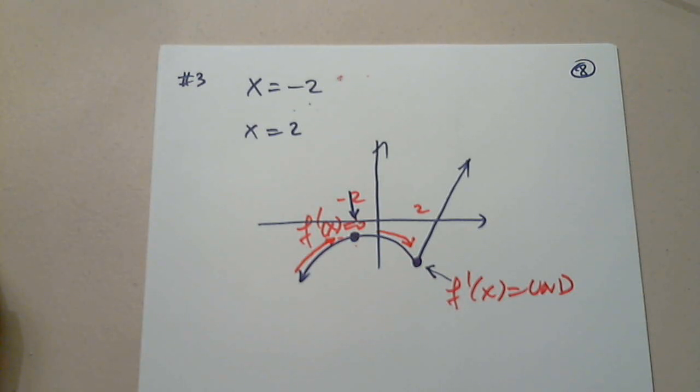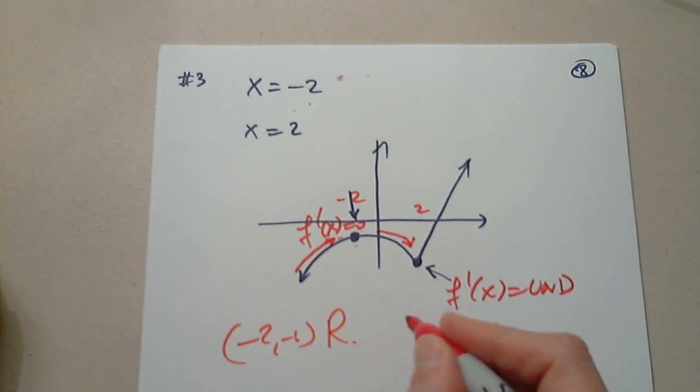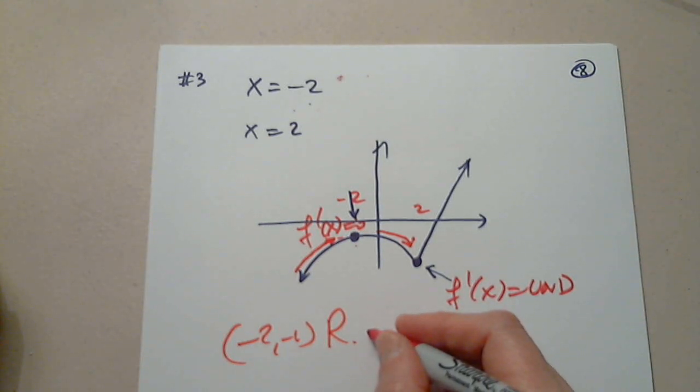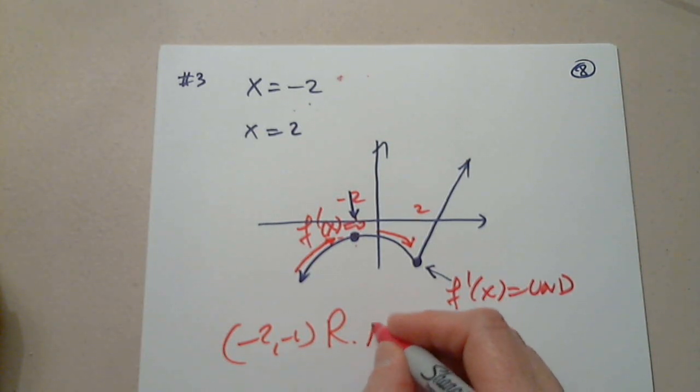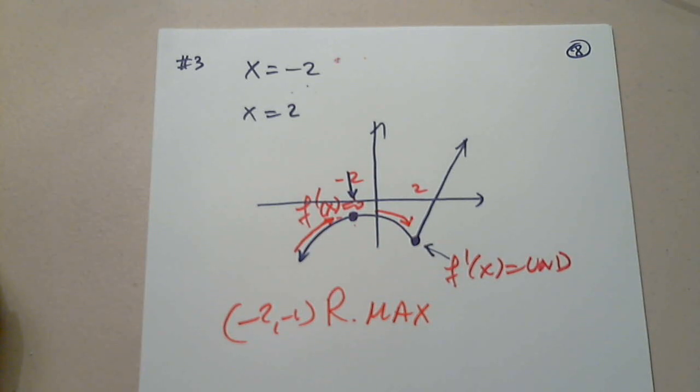-2 comma what? -1. Yes. -2 comma -1 is a relative max. That's it. Awesome. Now let's go back to the other one.